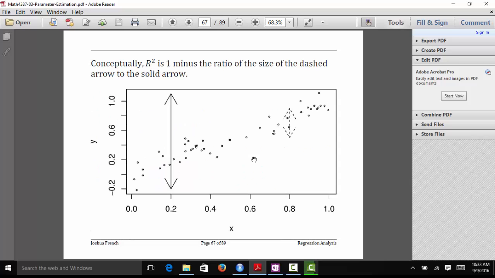So here's a sort of visual conception of what R squared is trying to measure. So this big set of arrows here sort of measures the total amount of variability, and the dashed set of arrows here is measuring how much variability there is in the errors, and the remaining amount of variability is how much is actually explained by our regression model, and that's what R squared is trying to compute. So how much additional error did adding the regressor variables improve our model fit?